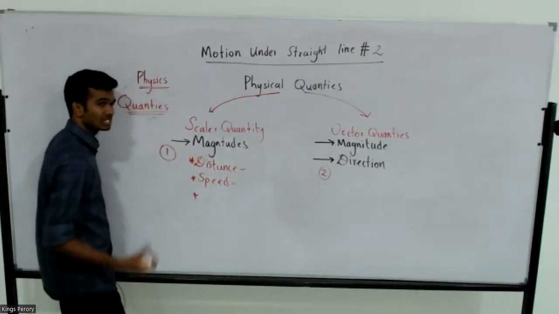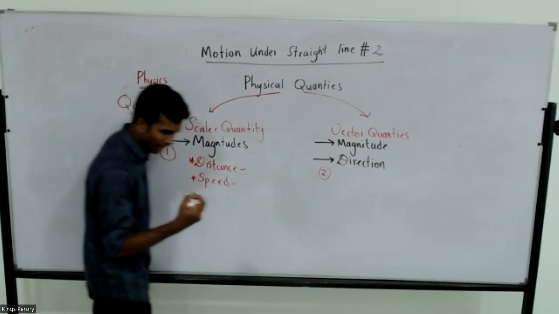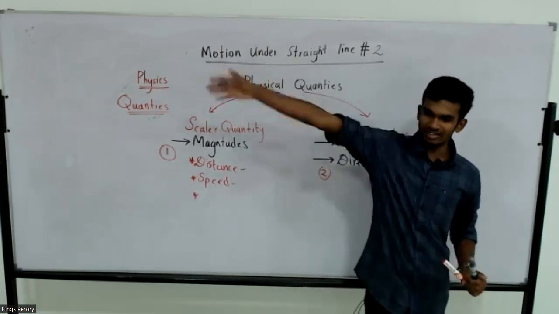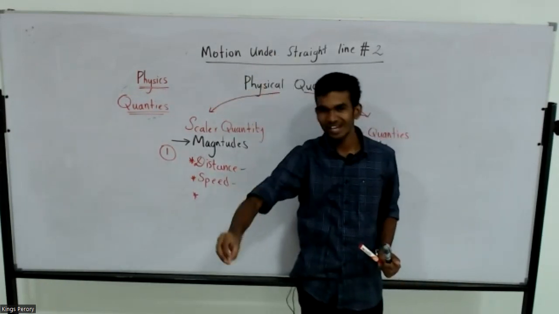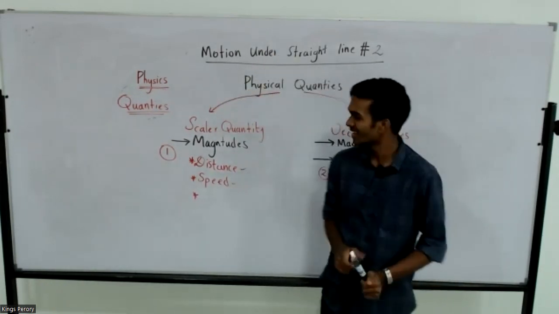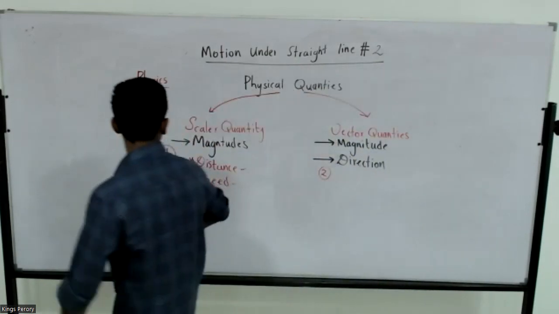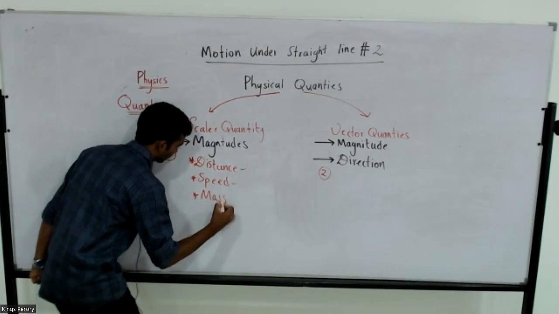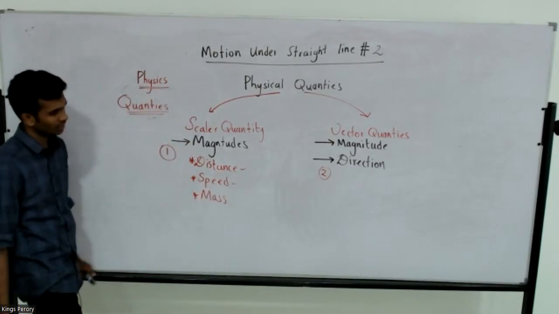What about mass? Mass of an object. When you tell the mass of an object, do you tell a direction? 50 kg to the right, 70 kg to the left. Do you tell like that? Never do you tell like that. So mass has only magnitude. It doesn't have a direction. So mass is a scalar quantity. These are a few examples for scalar quantity.